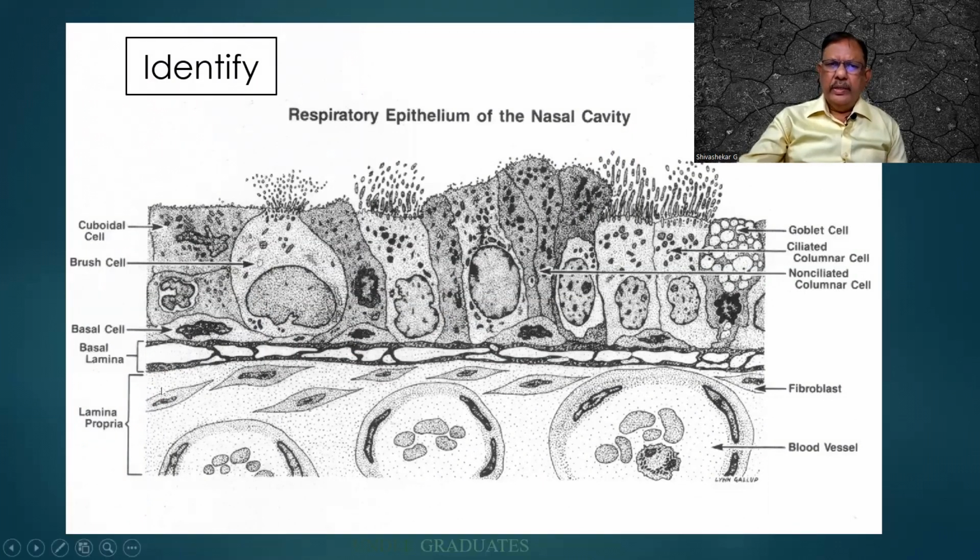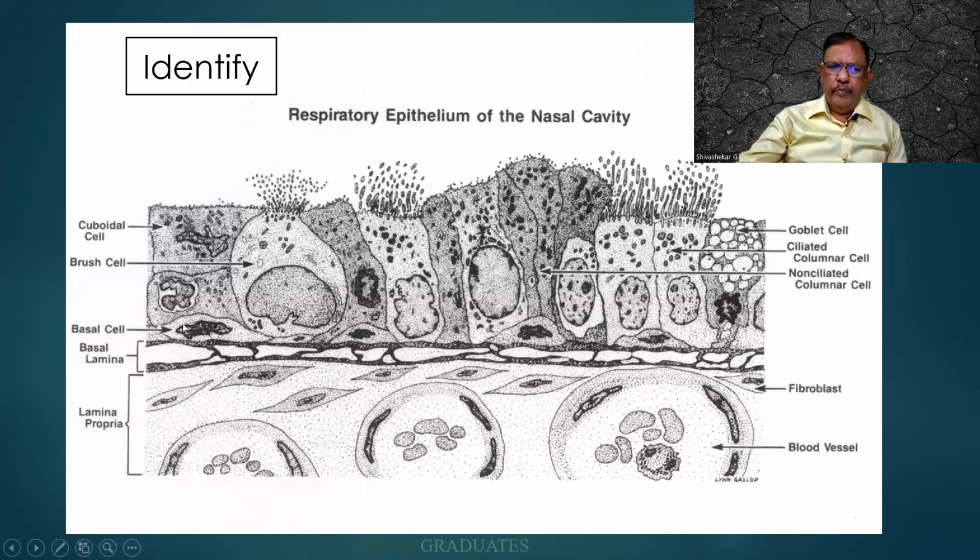When we talk about the nasal epithelium, or for that matter, the epithelium of the upper respiratory tract, we find that it is not a single cell type. There can be a cuboidal epithelium as this. There can be goblet cells having multiple secretory vacuoles. There can be a ciliated epithelium as in this case. And sometimes we will be finding non-ciliated columnar epithelium. Many of these will be present and these are all represented in the slides.